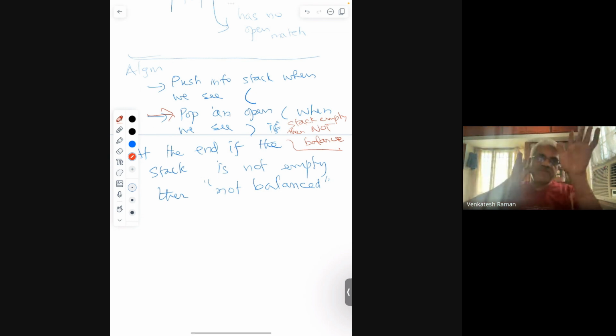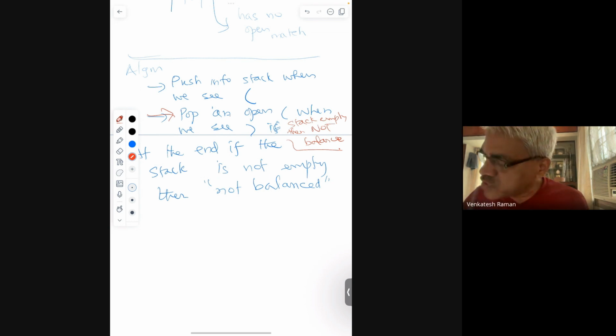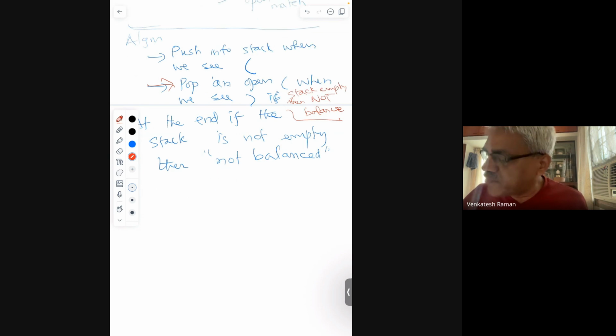So whenever I see an open, I push it in the stack. Whenever I see a closed, I look for something in the stack to match it. If there's nothing in the stack, then I know it's unbalanced. And then at the end, if the stack still has something, it's unbalanced. Okay, so that's a clean algorithm. So you can write a program, test.